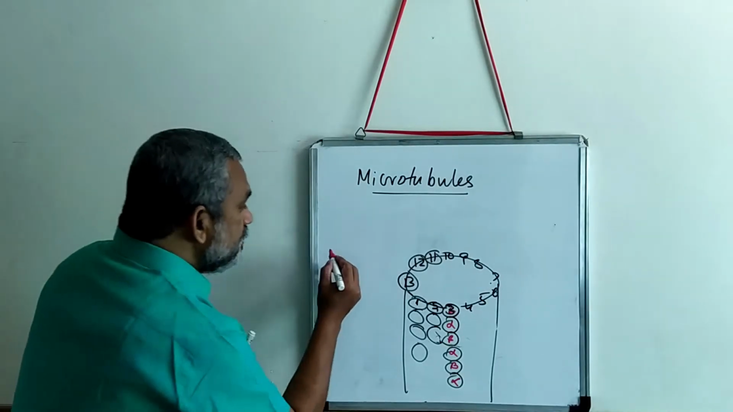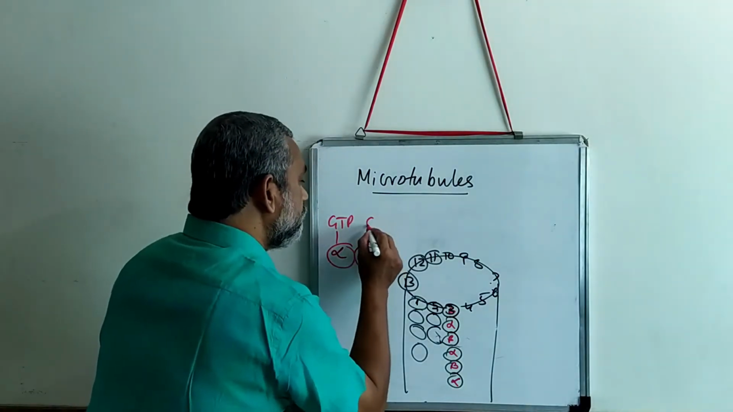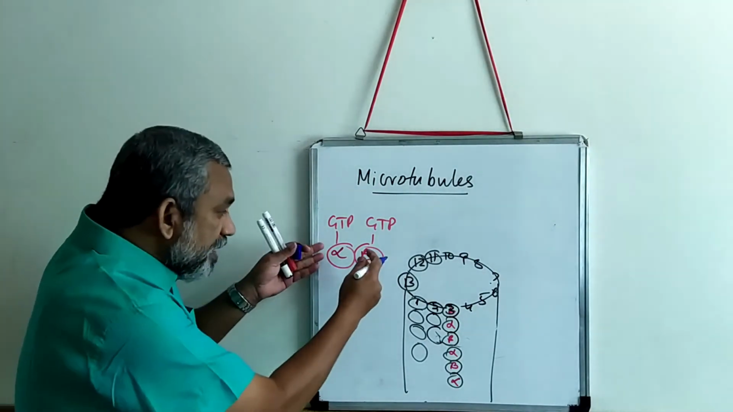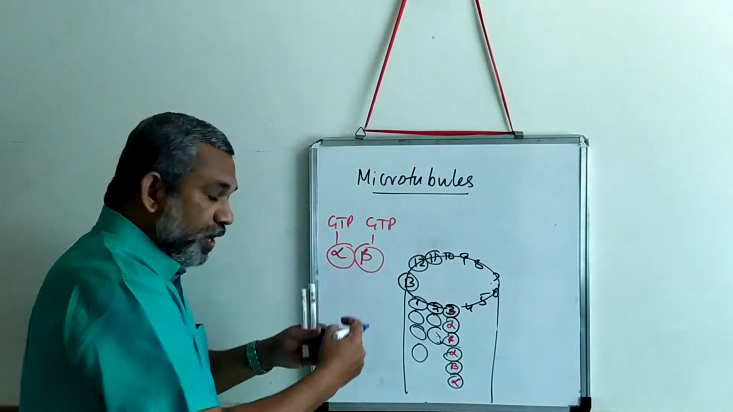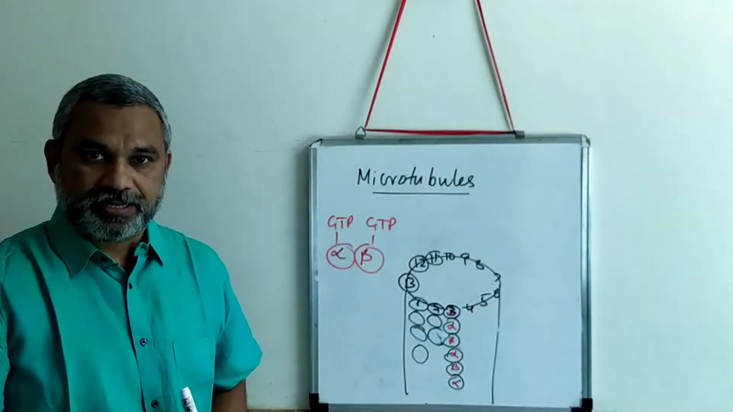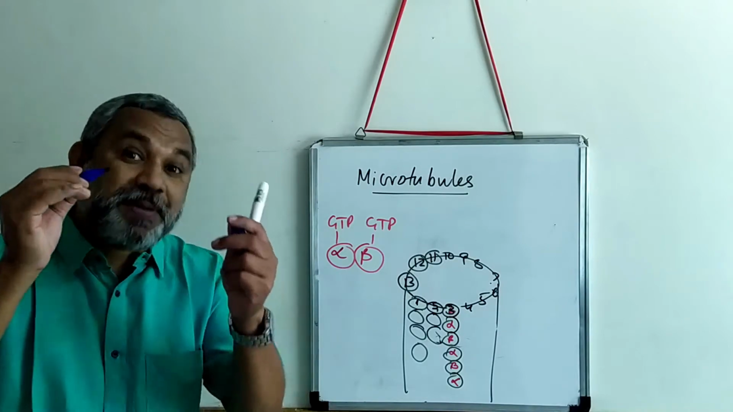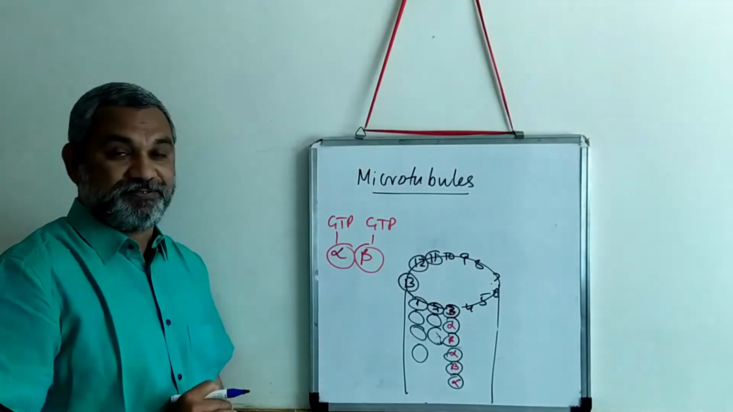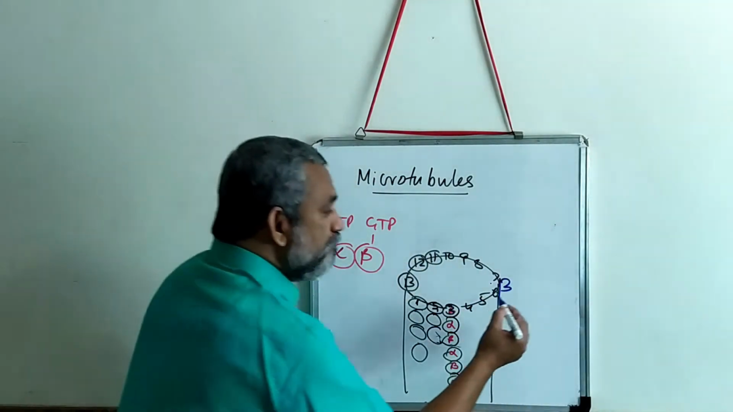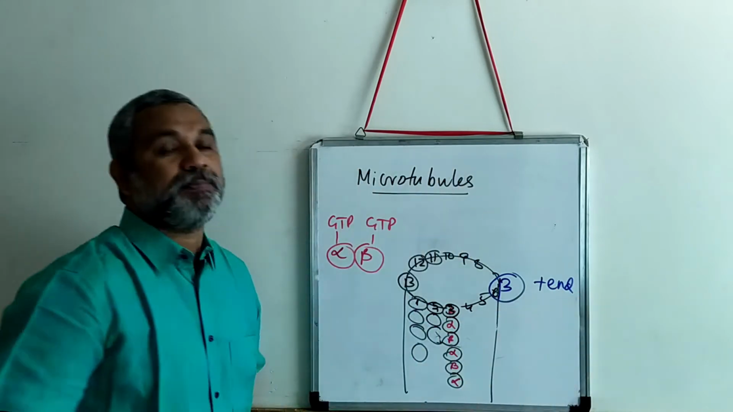What is important is that alpha and beta both have a bound GTP molecule. But the GTP present in alpha is embedded or trapped inside, which means this GTP cannot be hydrolyzed. The GTP on the beta subunit is hydrolyzed, as the beta subunit has GTPase activity. The end with the beta subunit is called the plus end of the microtubule.